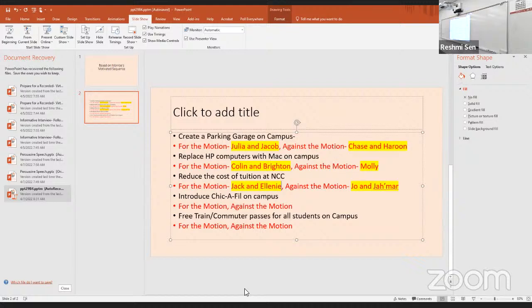Okay. So that was their position. That was their argument, and then we had Chase and Harun come here, and they looked at the topic, and their approach was to reduce the importance of it.